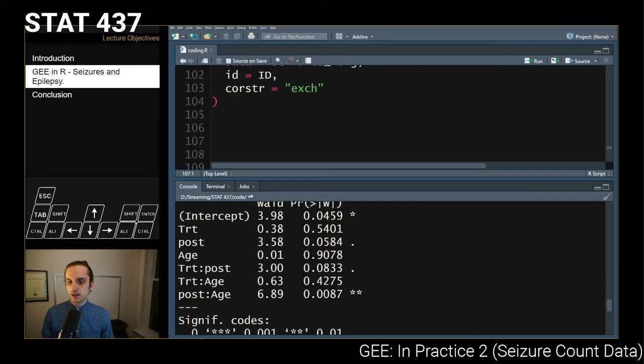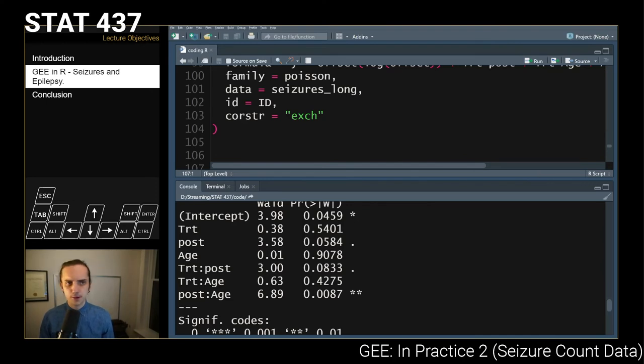And so we might think about reducing this model a little bit if we wanted to, where maybe we want to drop this treatment age interaction or whatever. But for now, maybe we will actually fit that model.